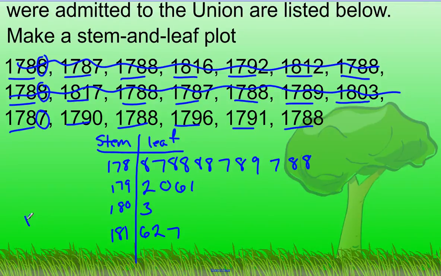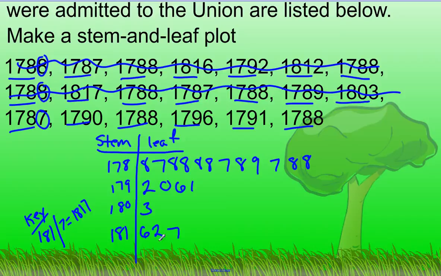And key, 1817, I messed up. 181/7 equals 1817. Now, this is a stem and leaf plot. I personally would like this ordered. I think this is ugly and messy, so I'm going to take a couple seconds here and order this up.